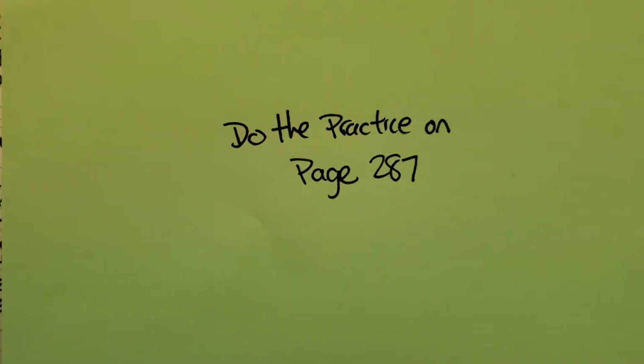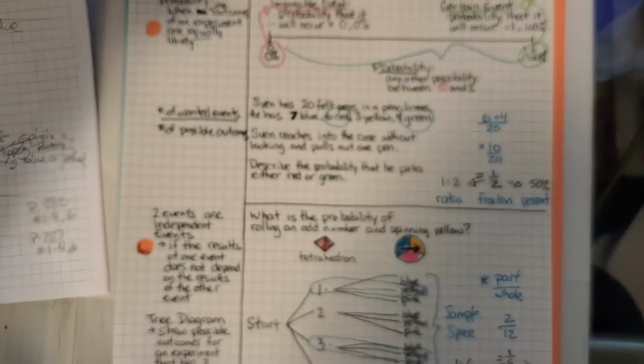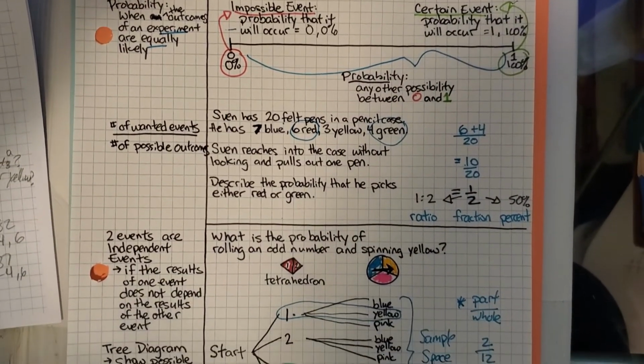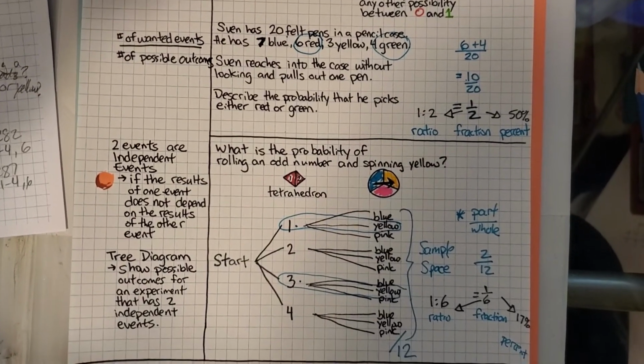Now please do the practice on page 287. So that concludes the notes for probability and independent events.